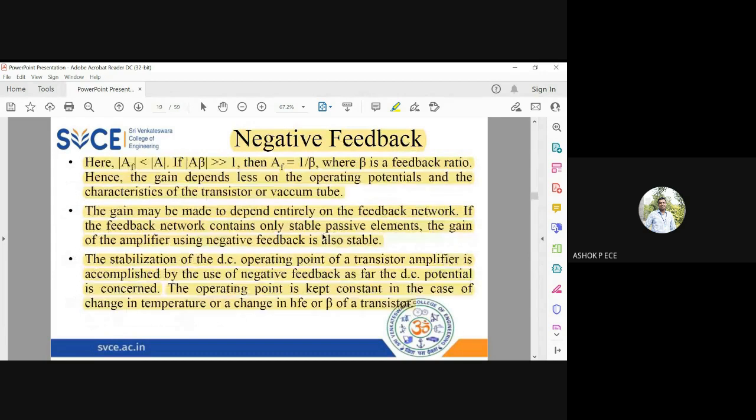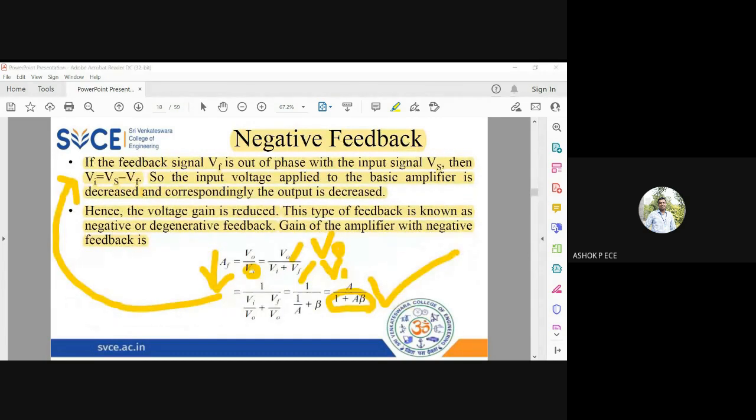Any doubt in the two types of feedback and the value of gain? Anybody having doubts? I'm going to pause for a few seconds. Please ask your queries regarding the two types of feedback, positive and negative feedback, whatever you studied so far. Any queries or doubts you have regarding the types of feedback? Are things clear?